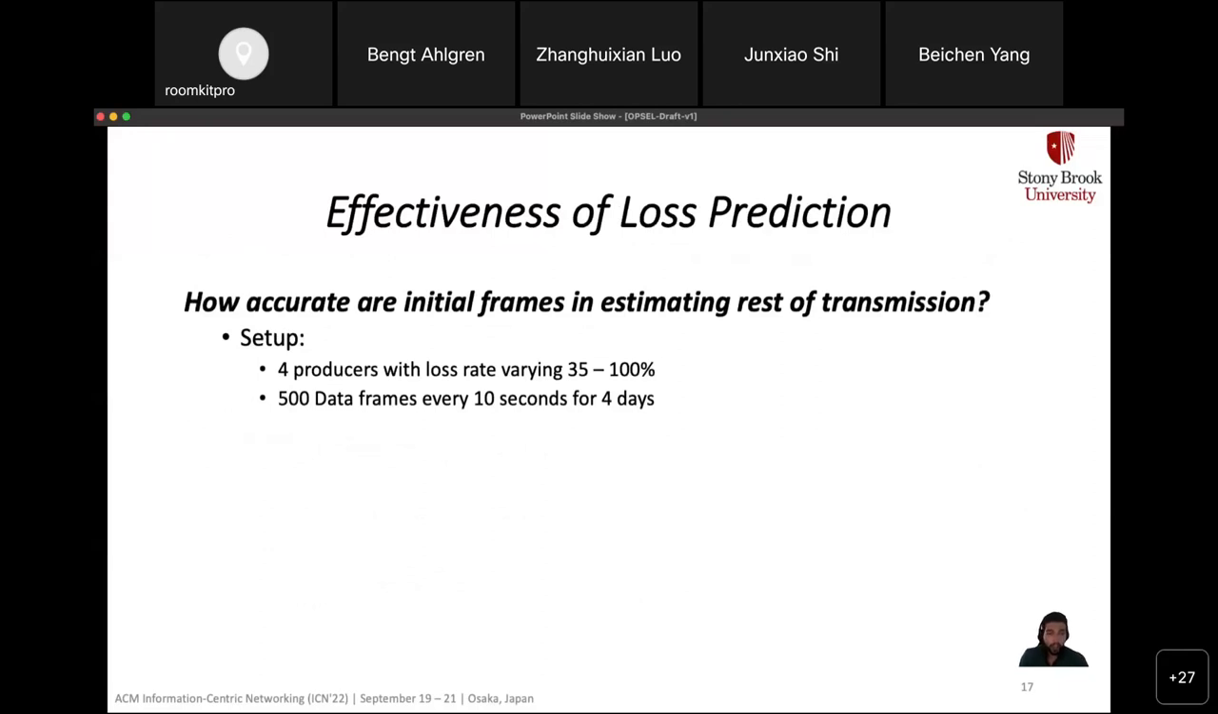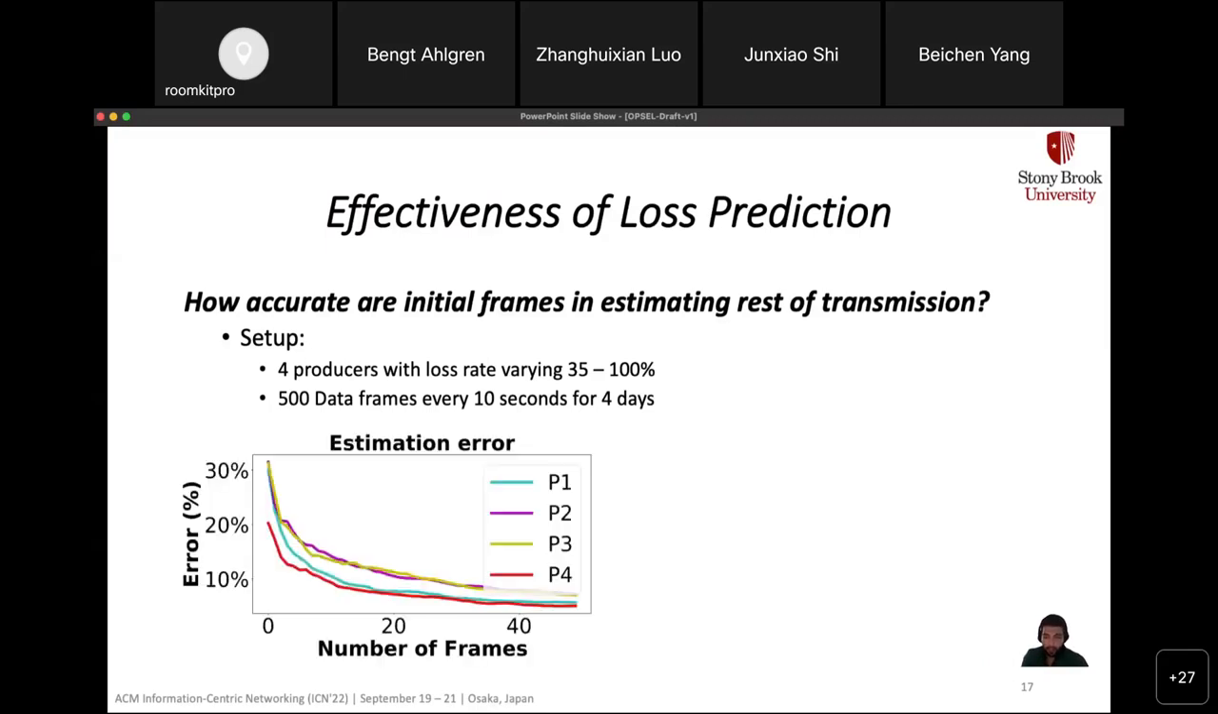We started evaluating the effectiveness of loss prediction. Essentially, how accurate are initial frames in estimating the risk of transmission? We used the first interests to estimate how the rest of the transmission is going to be. So we did a setup with four producers with loss rates varying from 35 to 100%, and 500 data frames every 10 seconds being sent by each producer for 4 days back to back. And then as you can see on the figure, we computed the estimation errors based on the 500 data frames.